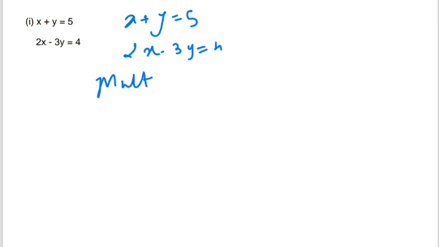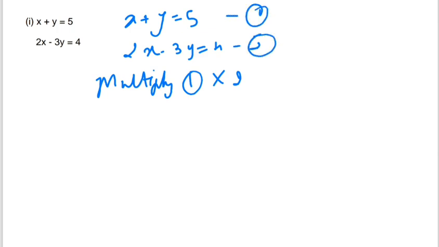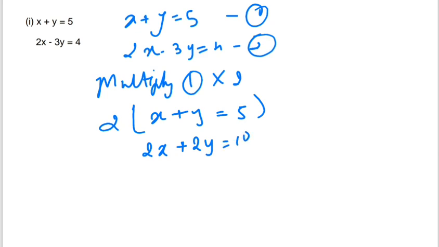Equation 1 into 2, this is 1 and this is 2. Now we are multiplying the first equation with 2. So 2 into x plus y is equal to 5 becomes 2x plus 2y is equal to 10. Now below this updated equation we write the second equation, that is 2x minus 3y is equal to 4.